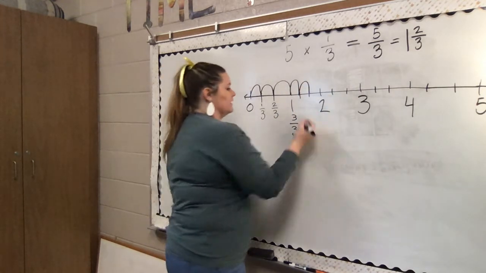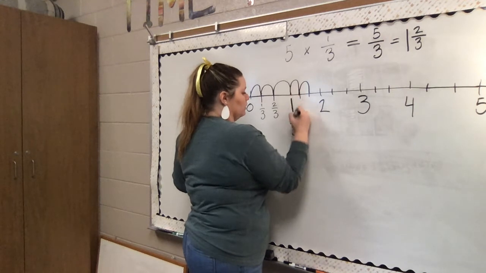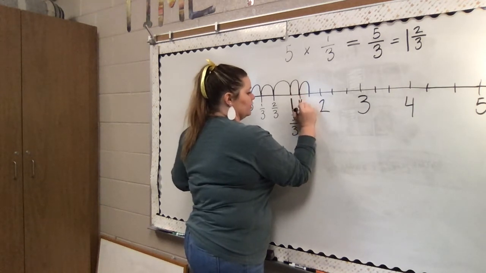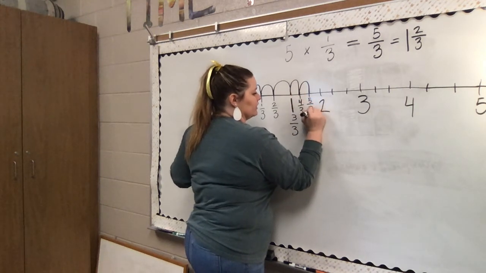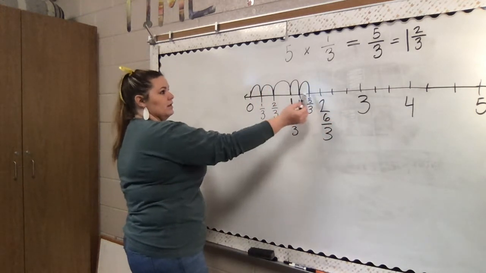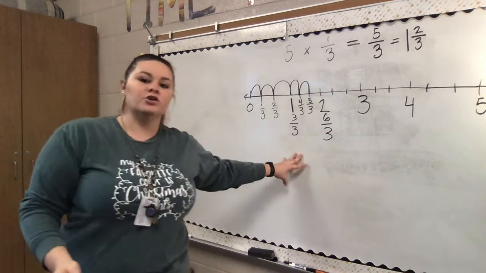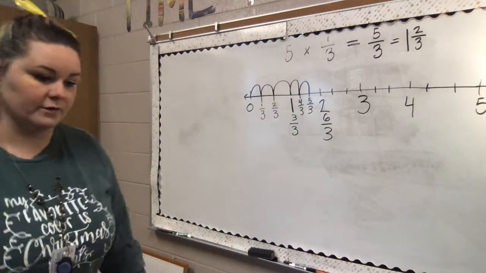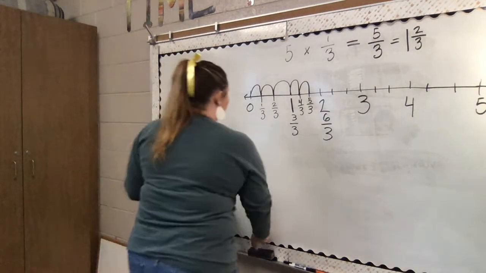And as we can see, here's 1 whole. And then this would be 4/3 and 5/3 right there, which we can also see is equivalent to 1 2/3. So this is how you would solve this problem with a number line. So let's look at another example.